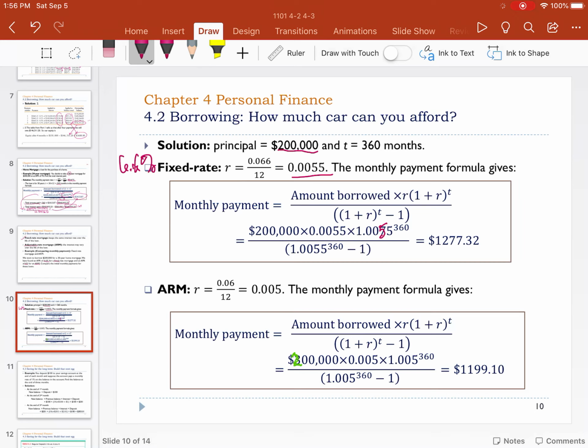But then we have to take 1 plus the R, 1.0055. They had the wrong number in there. To the 360th power. That's a big number. You don't want to make a mistake with that. Use the same number again. You don't have to recalculate it. All you have to do is subtract 1, though, and you'll get something decent.